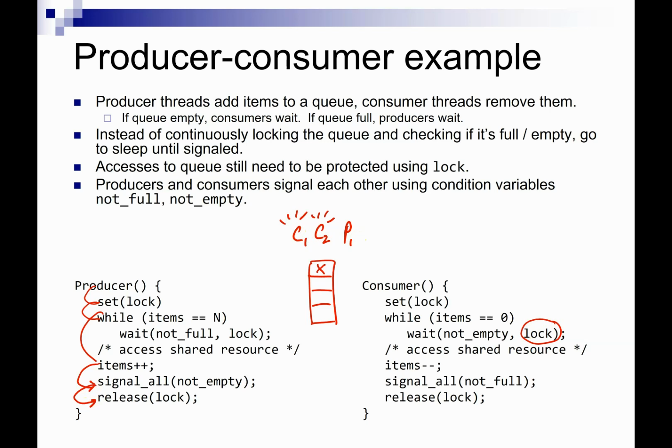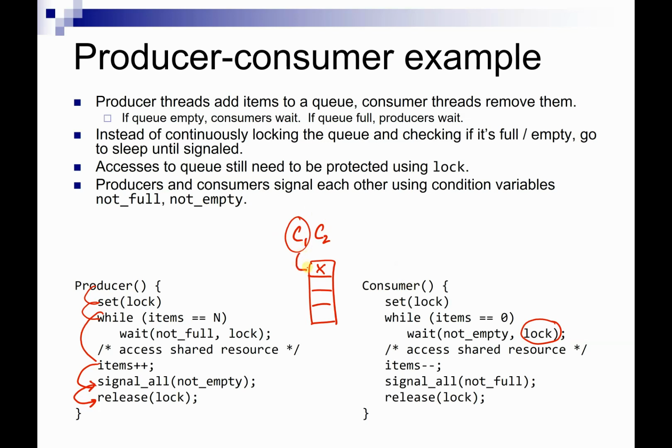So now the lock is free. And then P1, let's say, goes away after this. Now C1 and C2 are both trying to acquire the lock. Let's say that C1 gets the lock, so I'm going to circle him. And then C2, because he doesn't get the lock, is going to be blocked. So C1 gets the lock.